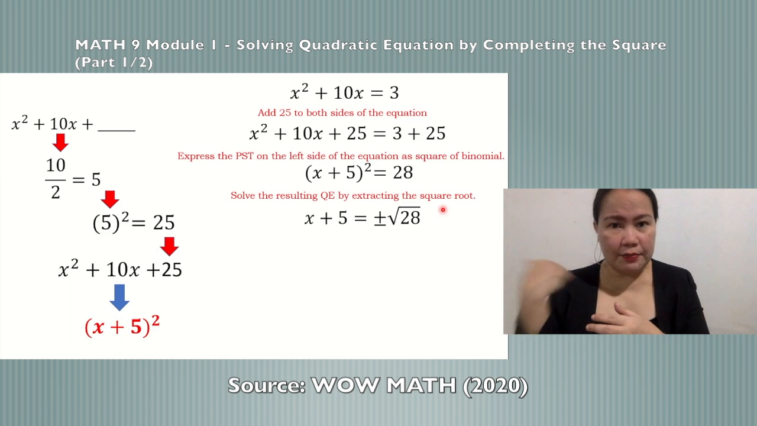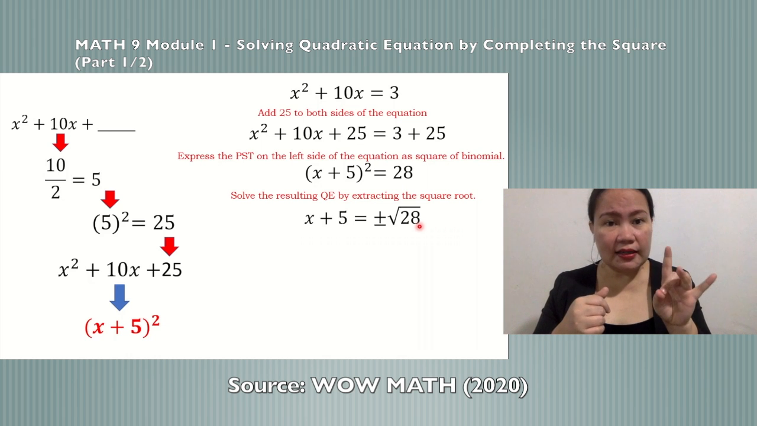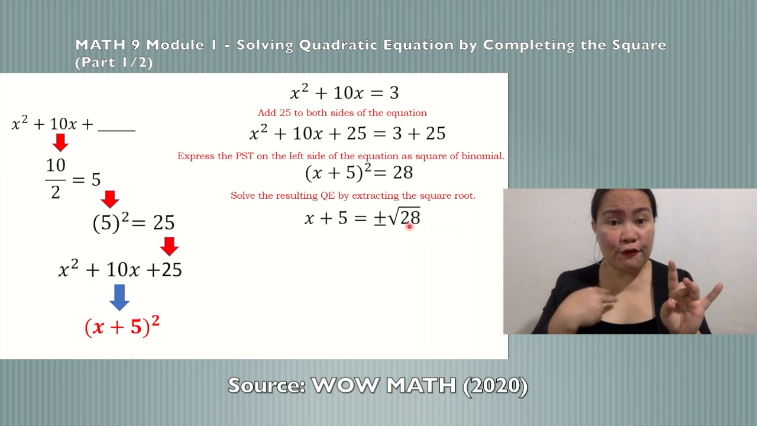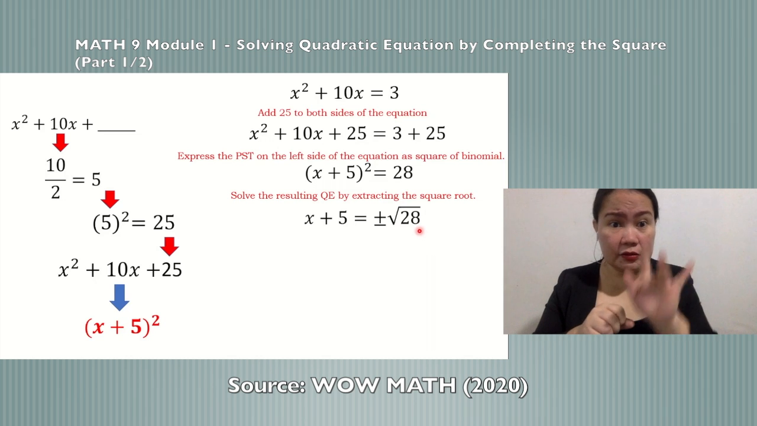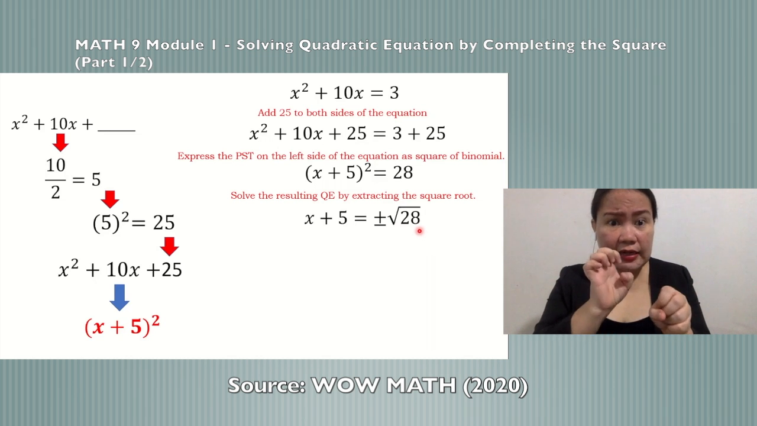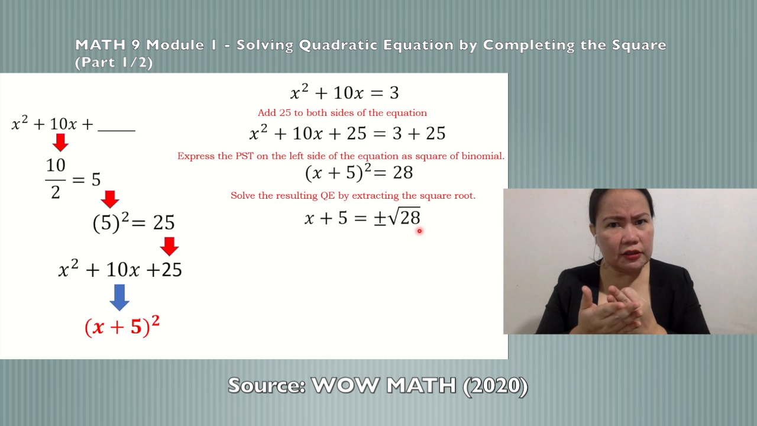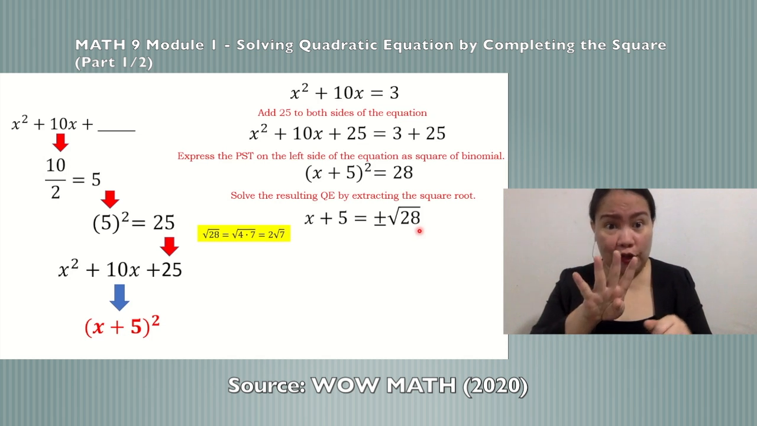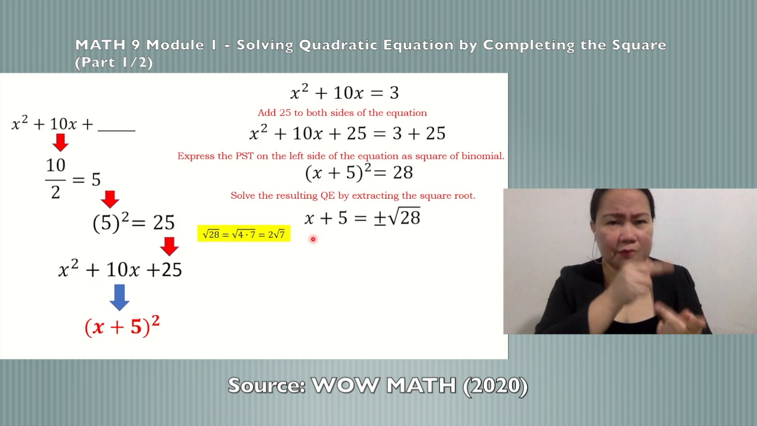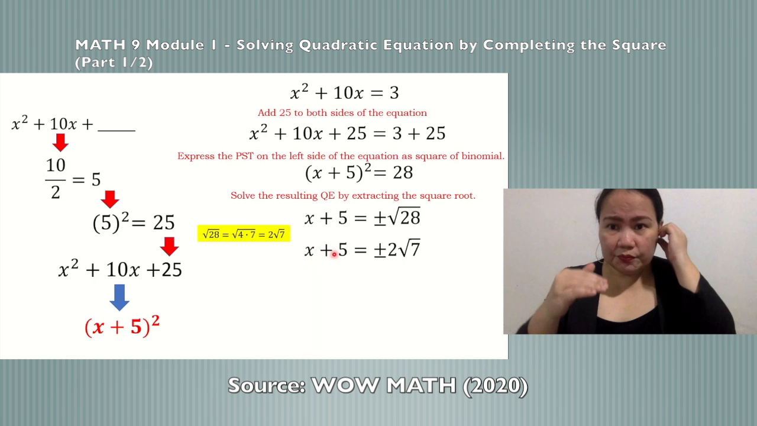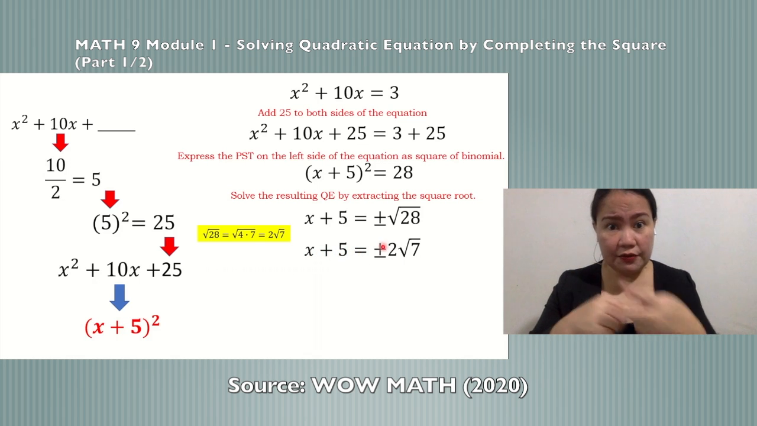Hindi pa. So, remember class, number 28 ay merong factor na may perfect square. So, ang square root of 28 ay pwede pa natin extract. Ano ba yung factor ni 28 na merong perfect square? That is 4 and 7. So, therefore, the square root of 4 times 7 will become 2 square root of 7, kasi perfect square yung 4 natin. So, magiging ganito na yung equation natin: x plus 5 is equal to positive or negative 2 square root of 7.